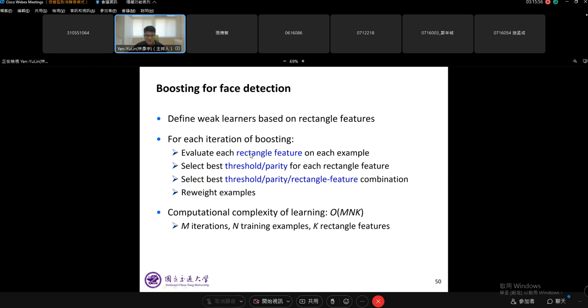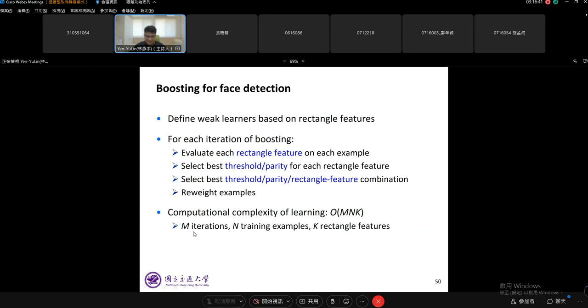We need to evaluate each rectangle feature on each training example. For each rectangle feature, we want to construct the corresponding weak learner. So based on the example responses, you need to determine the best threshold and parity to minimize the weighted error. This is the task of each boosting iteration. As you can see, the training process is slow because the computational complexity of training is high. It is big O of M, N, K.